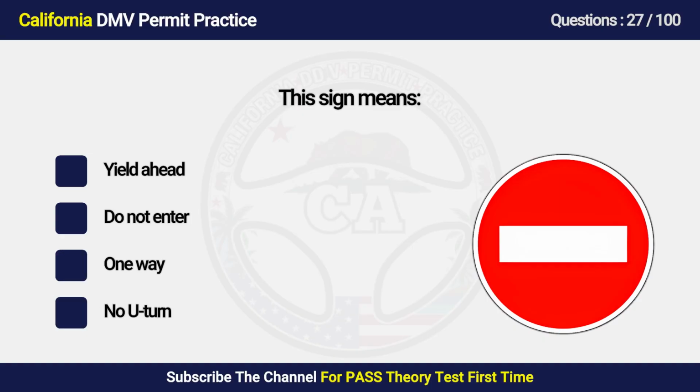Question 27. This sign means: A. Yield ahead. B. Do not enter. C. One way. D. No U-turn.